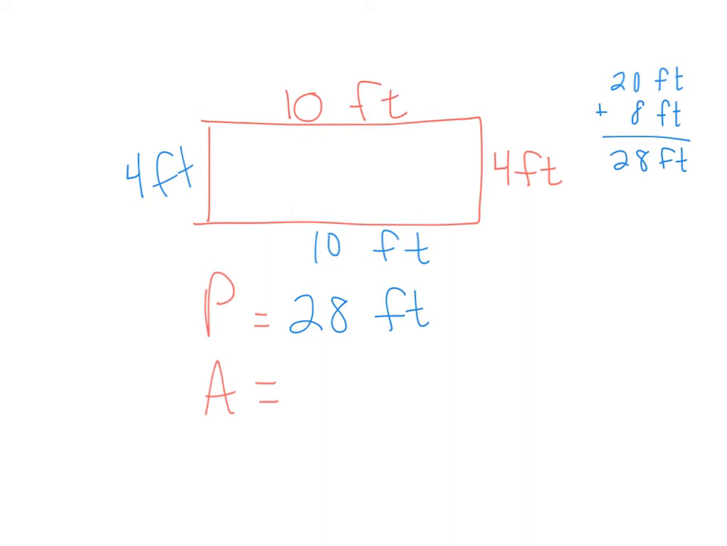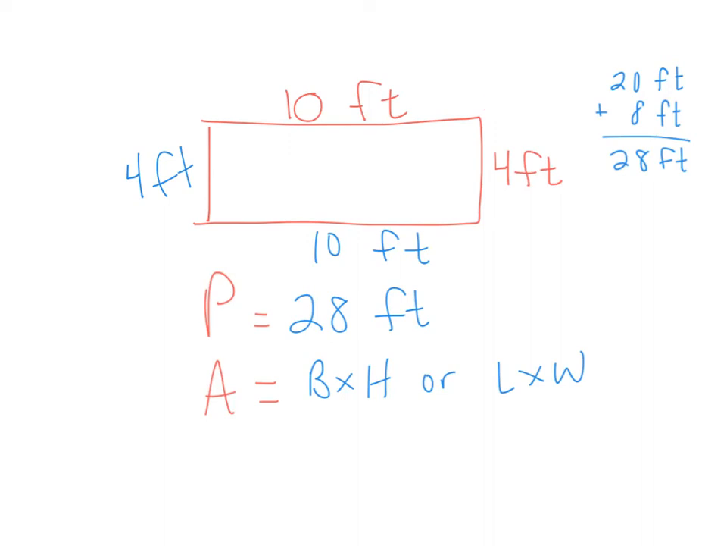Area. Now that we have all of these sides figured out, we know our formula, which we can either say as area equals base times height, or we could say length times width. It's a tomato, tomato, either one is fine with me. For this instance, I'm going to use base times height. Well, the base is 10 feet, the height is 4 feet.